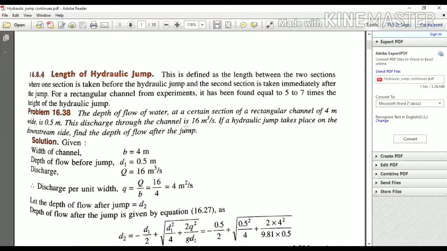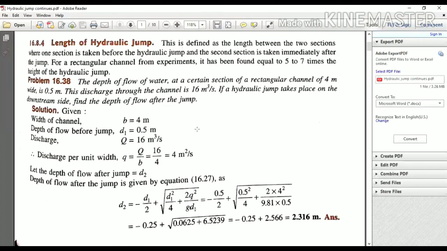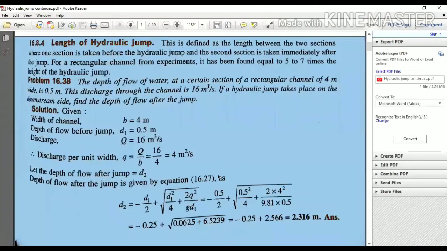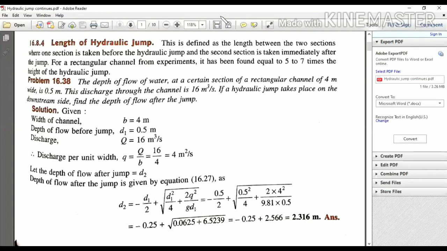Next we'll go to the problems, and we can see a simple problem here. In our previous derivation, you can see that the formula is given here: d2 = -d1/2 + square root of (d1²/4 + 2q²/(g d1)). So this is a formula that we have already found from our previous derivation. Now we shall find out how the problem works.